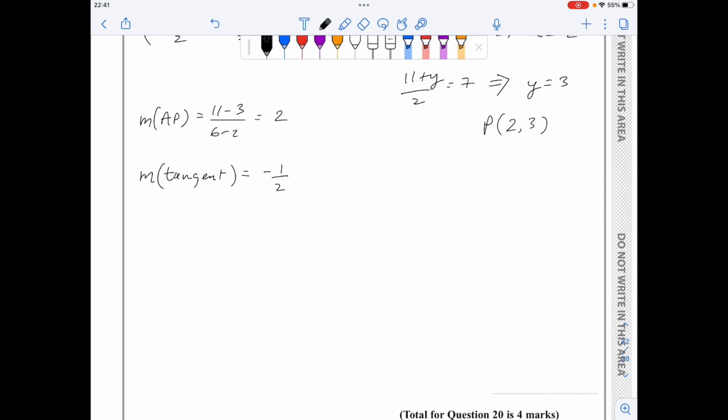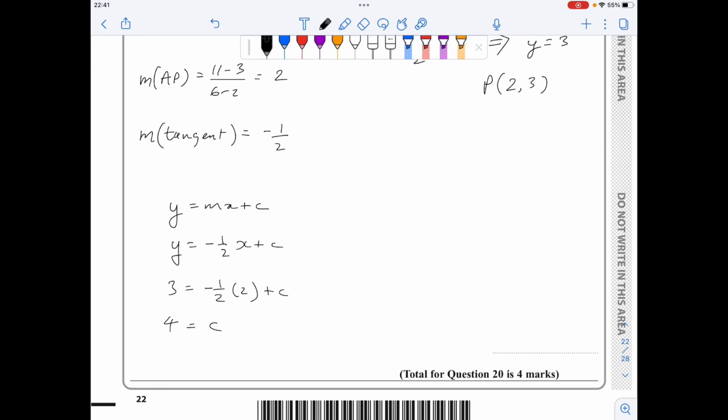And finally, I'll find the equation of the tangent, y equals mx plus c. I know that the gradient is minus a half, so y equals minus 1 over 2x plus c. And to find c, I'll use a point on the tangent. The only one I know is 2, 3. So 3 equals minus 1 over 2 times 2 plus c will give me a value of c of 4. Hence, final answer, y equals minus 1 over 2x plus 4.